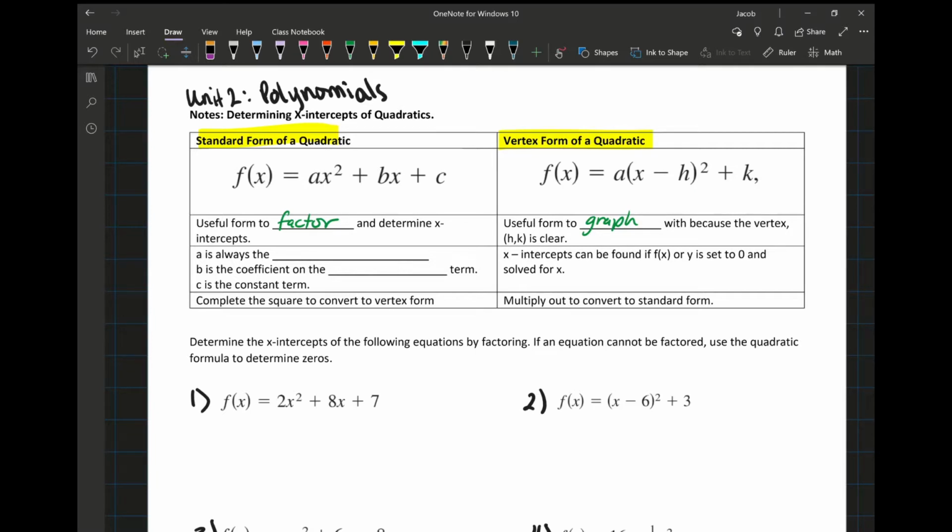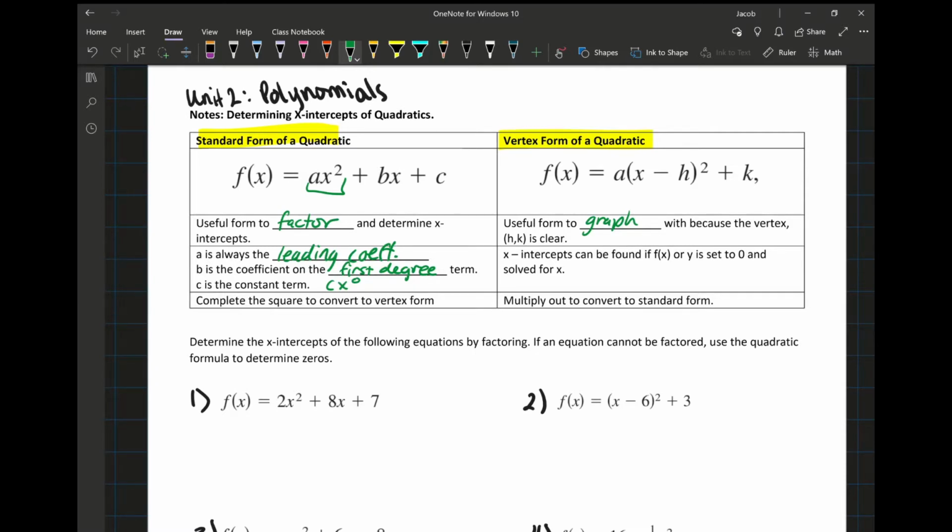Back over with the standard form of the quadratic, we'll be using this a little bit more today. A is always the leading coefficient because it has the highest degree in the quadratic, and when it comes to leading coefficients, the leading coefficient is always paired with the highest degree. B is the coefficient on the first degree term, and C is on the constant term, which has a degree of 0, by the way. Cx to the 0.